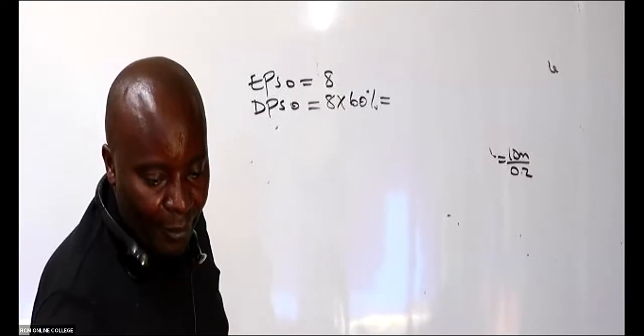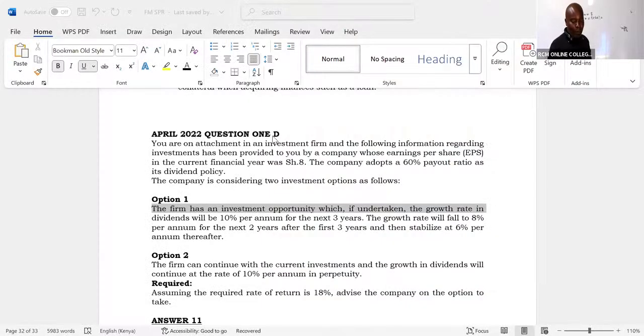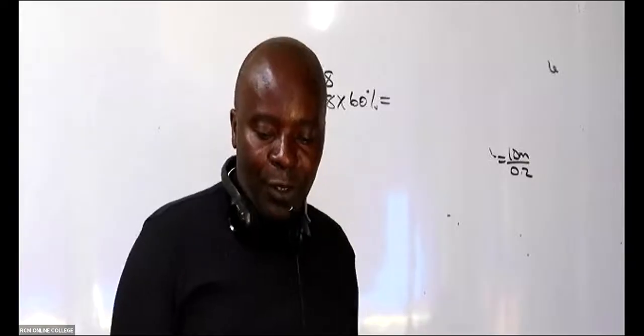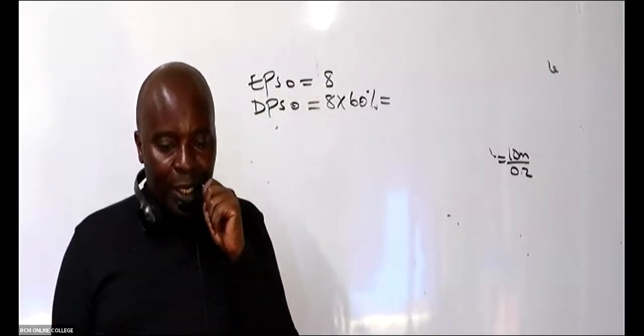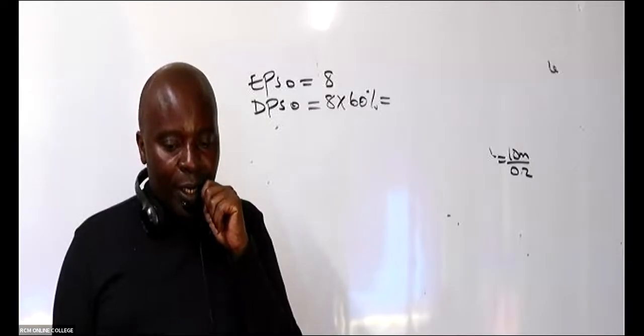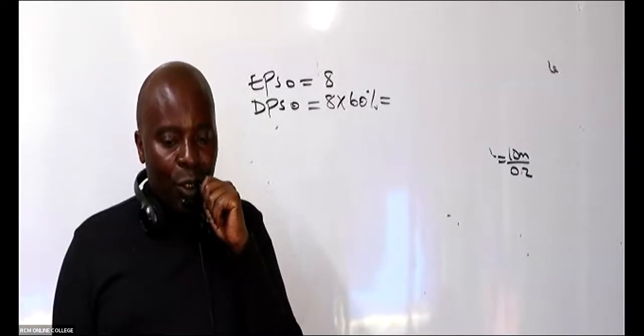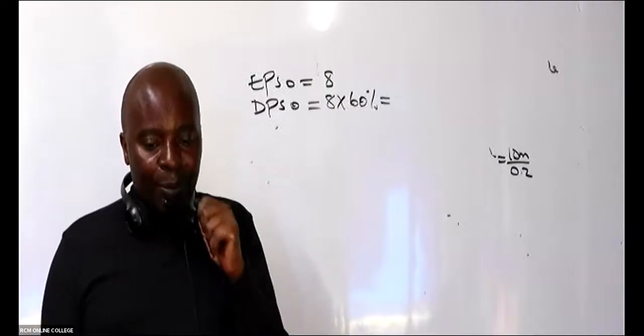It is April 2022, question number 1. Yeah, so please give me this figure. What is this DPS at time zero, which means today? So 8 times 0.6.